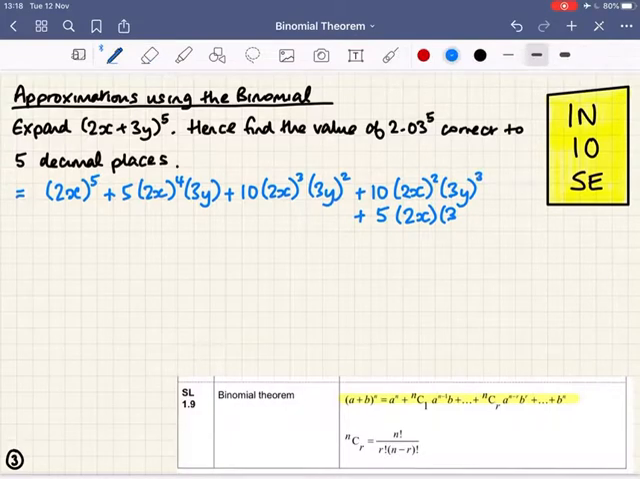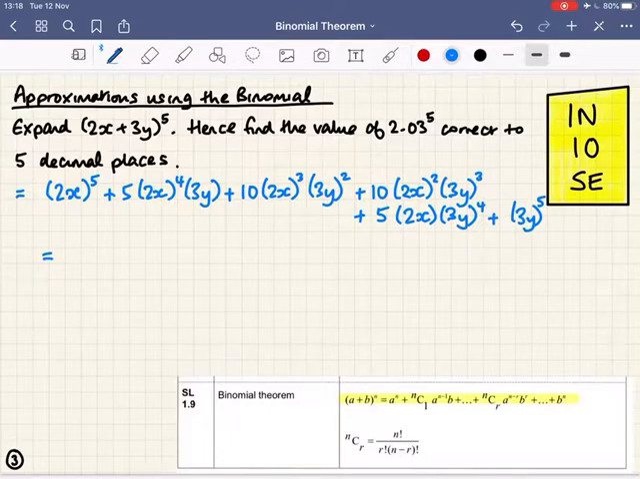Should have been to the 3. And then we should have 3y to the power of 4 here. And then the final term is 3y all to the power of 5. I'm rushing through this. Of course, when you're doing this in the exam, make sure you check that you don't make silly mistakes like the one I nearly made there. Now, let's just simplify all of that out.